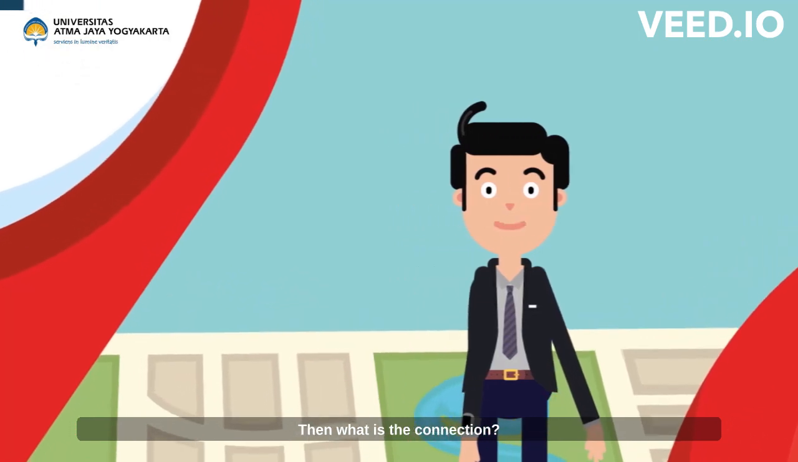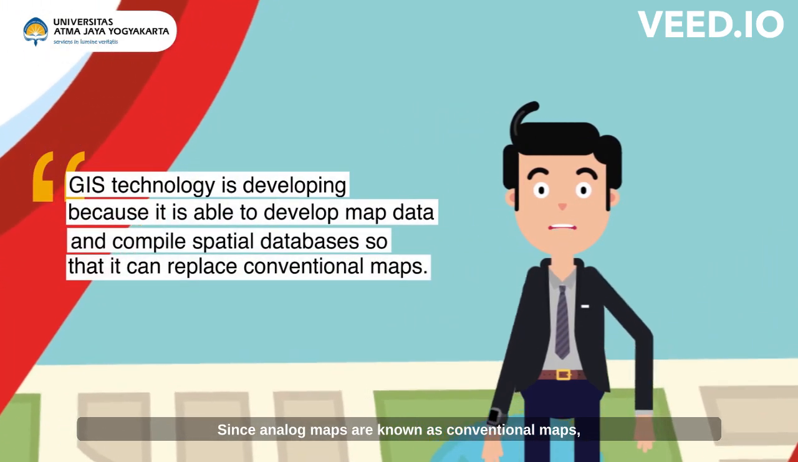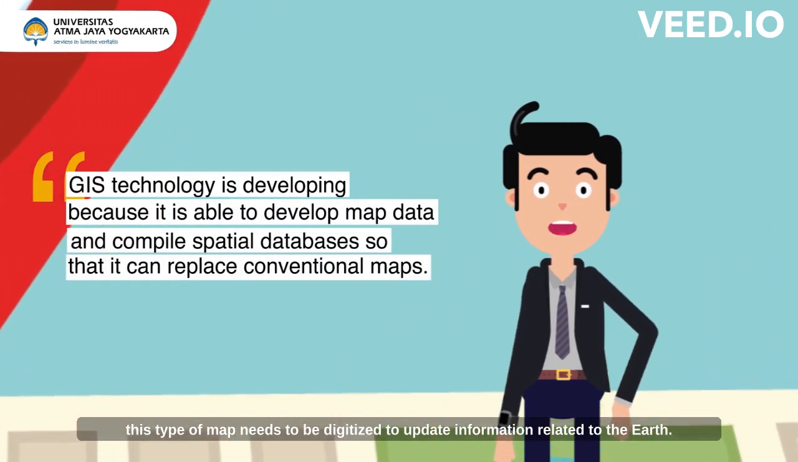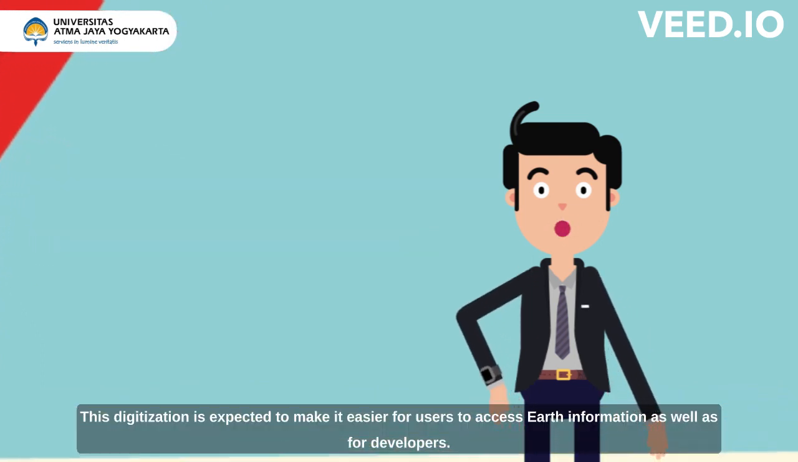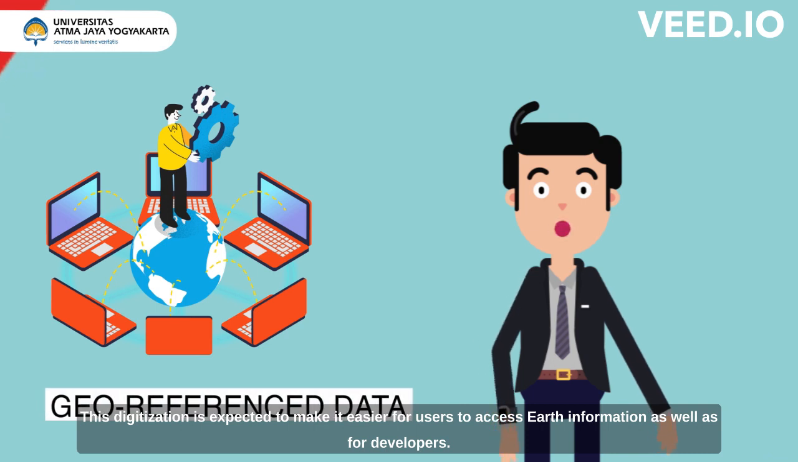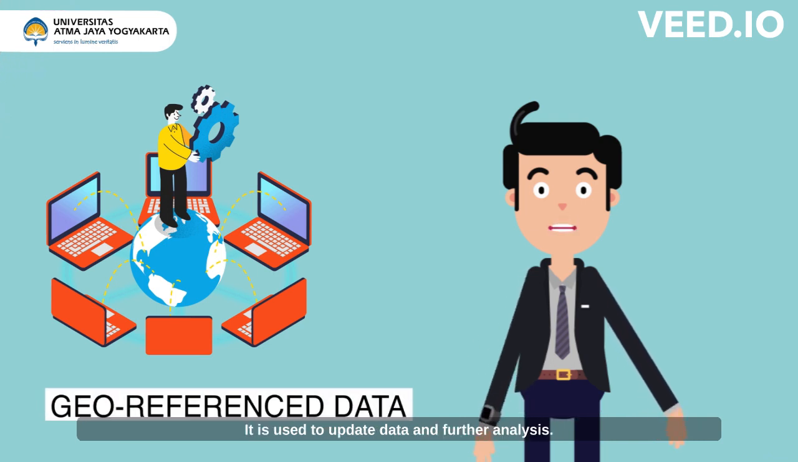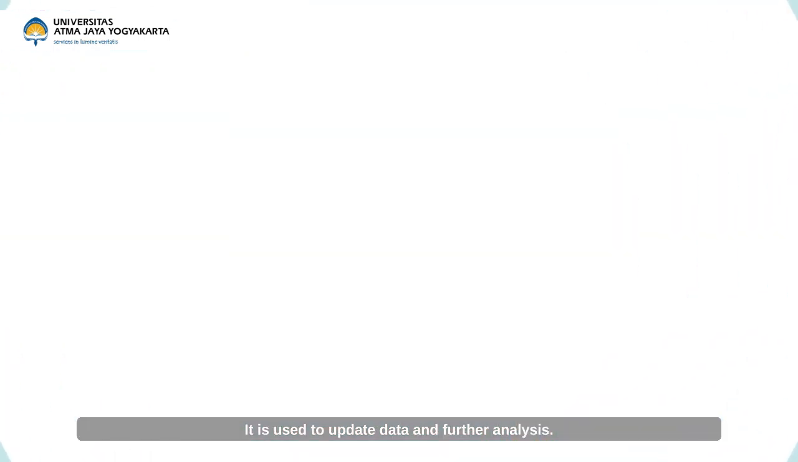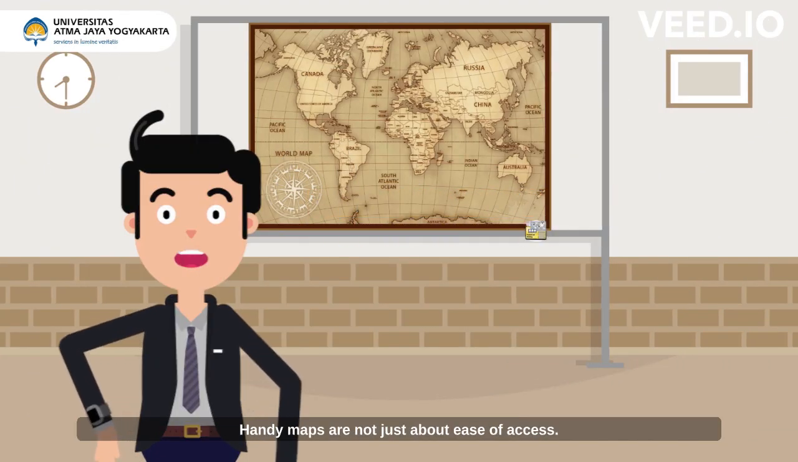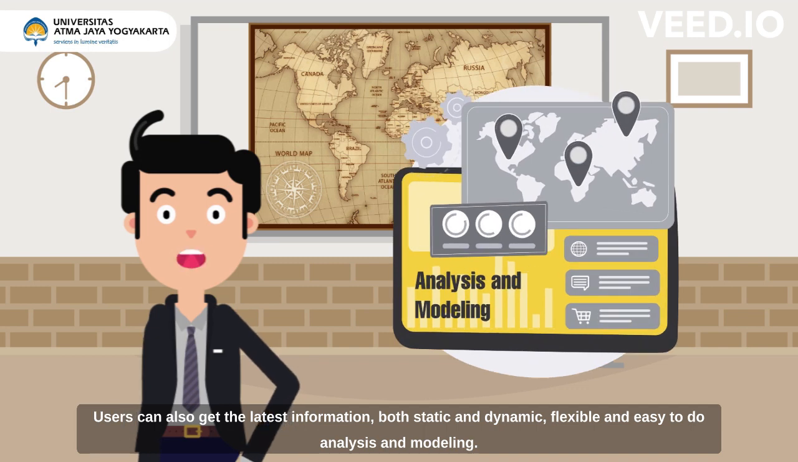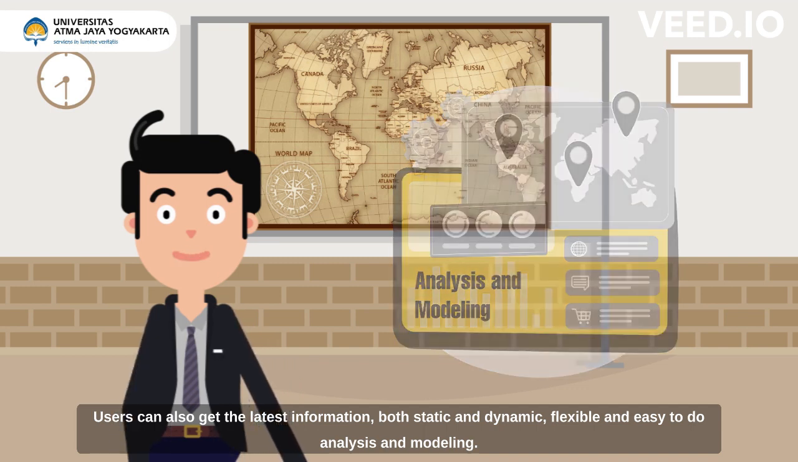Then what is the connection? Since analog maps are known as conventional maps, this type of map needs to be digitized to update information related to the Earth. This digitization is expected to make it easier for users to access Earth information, as well as for developers. It is used to update data and for further analysis. Why should analog maps be digitized? Digital maps are not just about ease of access. Users can also get the latest information, both static and dynamic, flexible, and easy to do analysis and modeling.